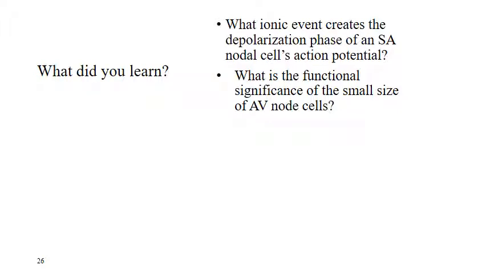All right, so looking at our check for understanding: what ionic event creates the depolarization phase of an SA nodal cell's action potential? Note that that's going to be calcium rushing into the cell. And then what is the functional significance of the small size of the AV node cells? That's super important. It slows down the process of the action potential moving into the ventricles so that the ventricles can fill with blood and then pump and contract and allow the rest of the blood to flow into the pulmonary system and the systemic system.